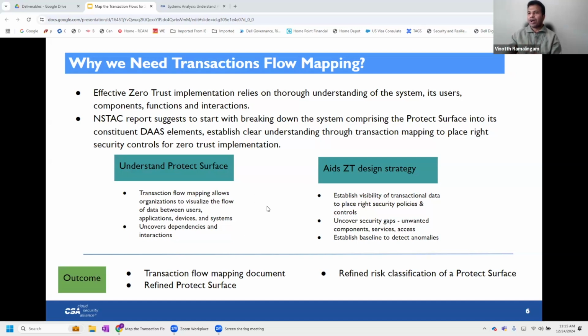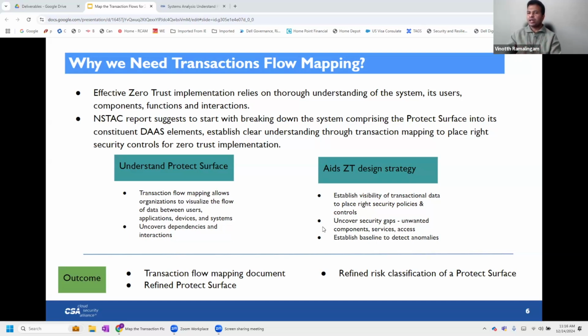So what we have added in this slide is what the transaction flow mapping helps you with. It helps you gain a deeper understanding of your protect surfaces: what the components are, what the function of each component is, why we need it, or maybe why we do not need components that have been sitting there for no reason. Even if you want to define an architecture, or remove one component or another, start with understanding deeply, and then define your ZT controls based on its importance, the data that it handles, and how critical it is.